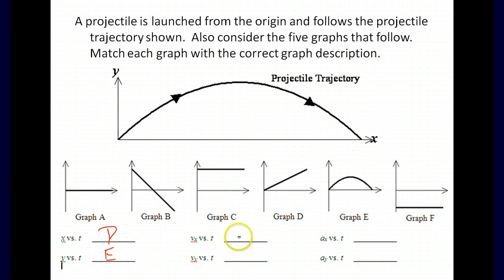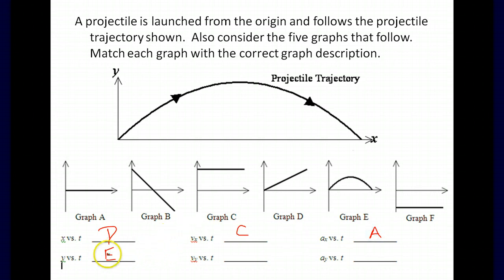Now, as we look at velocities, let's talk about what's happening to the velocity horizontally. Well, horizontally, the velocity is not changing, it's staying constant. So where do we see a constant velocity? Well, we see constant velocity with C. And if we have constant velocity in the horizontal direction, we're not going to have any acceleration, and so zero acceleration would be represented with graph A.